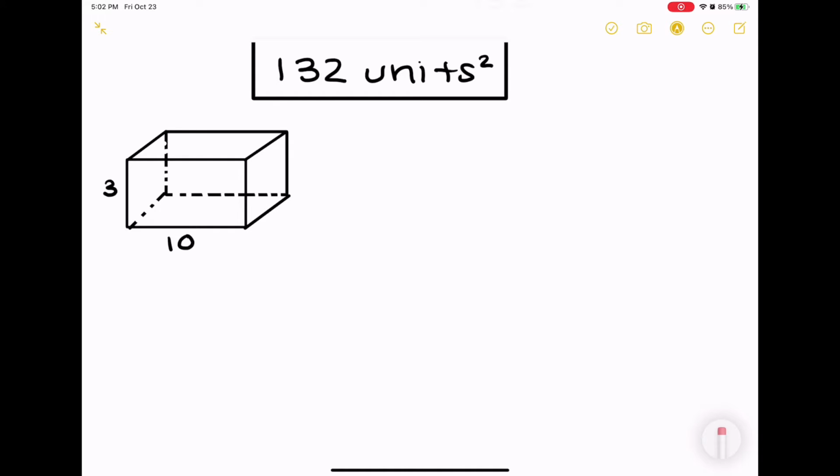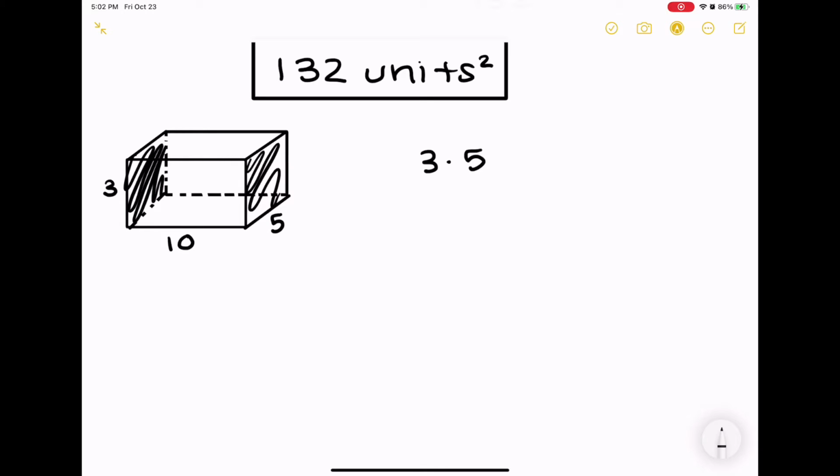And by the way, if you see a dashed line, that means we don't see it. It's just we don't see those lines. I just dot them so that you can reference the different faces. So let's go ahead and try and find the surface area of this one.